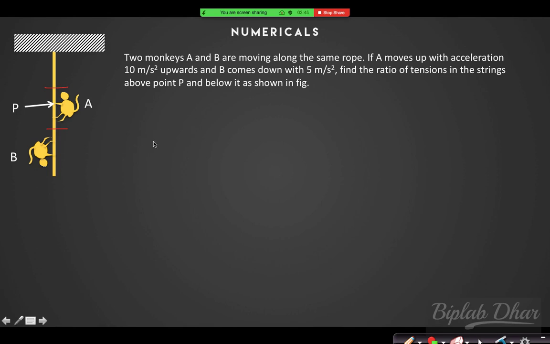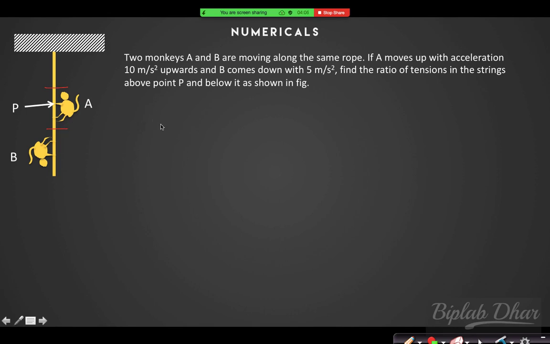Sir, can you please repeat the portions? Yes, I have cut the string here and here, above point P and below the point P. Above the point P the tension is T1 and below the point P the tension is T2. I have to draw the free body diagrams of these two separate segments.